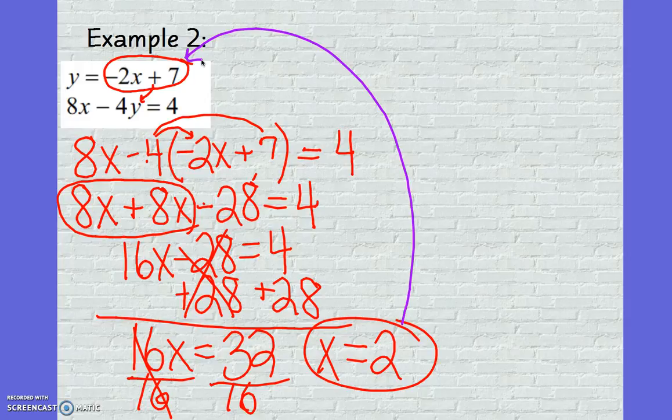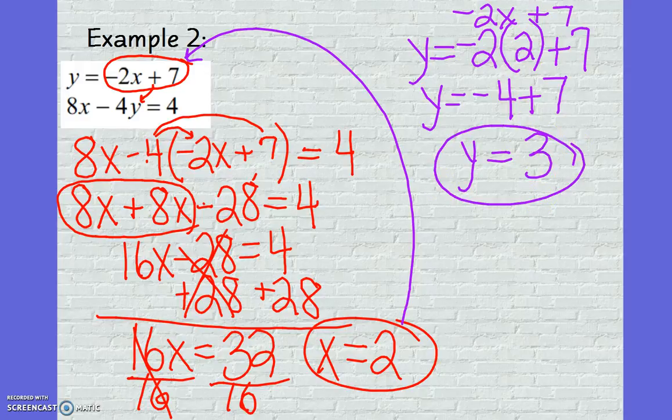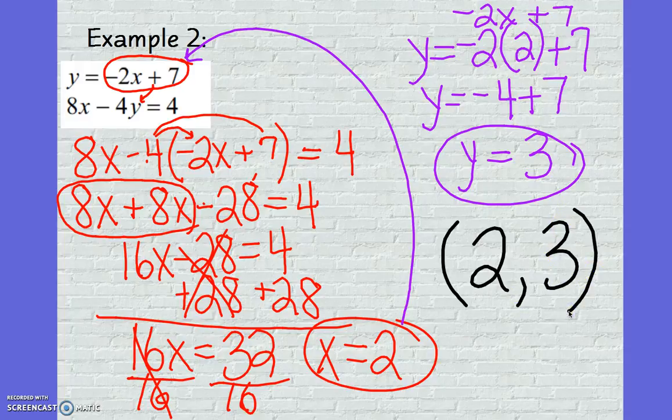All right, now I'm going to take this x equals 2, and I'm going to go back to this first equation, and I'm going to put 2 in the place of x. So y equals negative 2 times 2 plus 7, because it was negative 2x plus 7. So the 2 took the place of the x. So that's y equals negative 4 plus 7. Y equals 3. So my x is 2, my y is 3. Therefore, my solution is 2, 3. So these lines will intersect at point 2, 3.